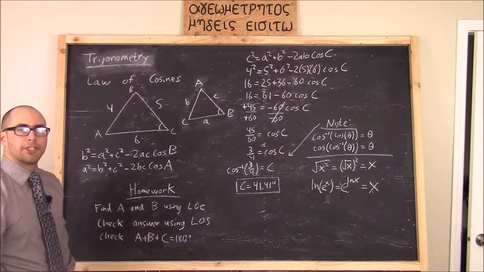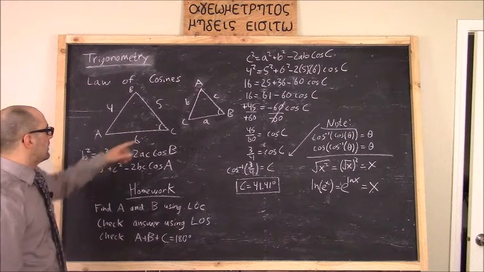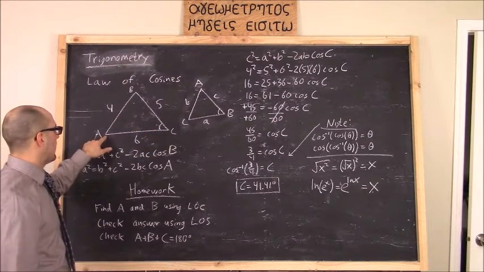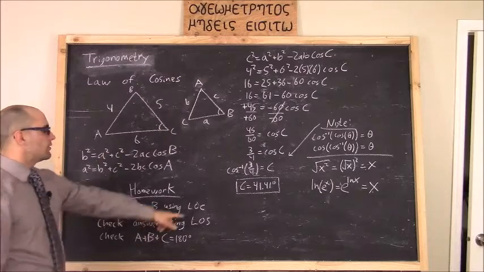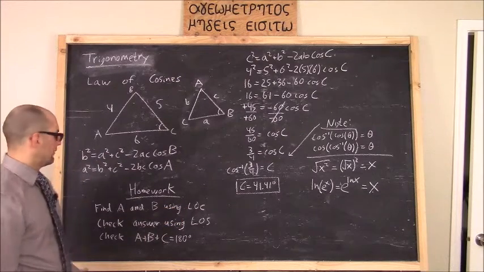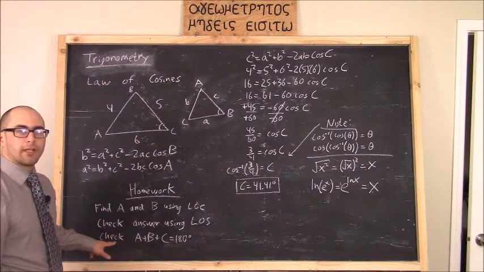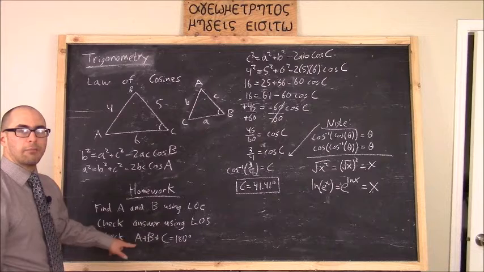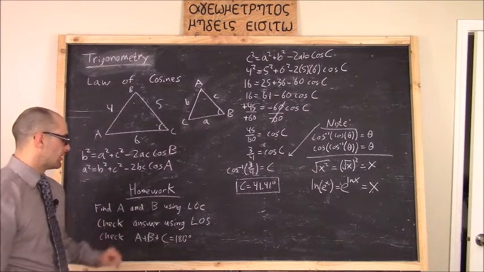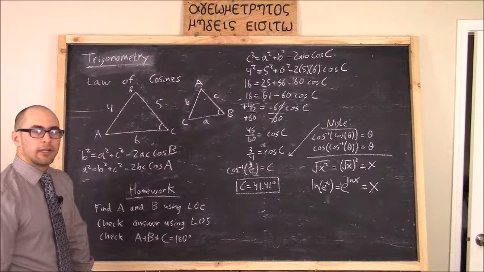Given that information, for your homework, I'd like you to find the other two angles. If we called this angle C, I want you to find angle A and angle B using the law of cosines. Then I want you to check your answer. First, check it using the law of sines. Perhaps the easier way to check it is to make sure that A plus B plus C is equal to 180 degrees, because every triangle in the plane has 180 degrees.